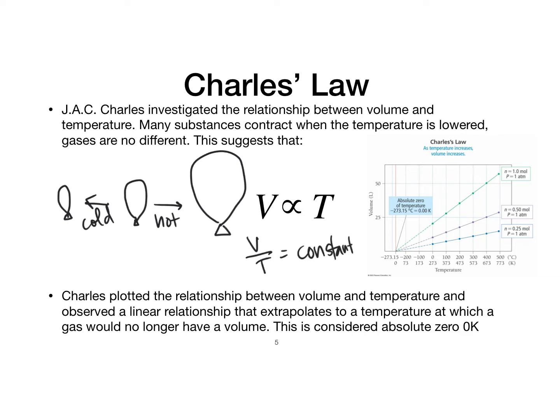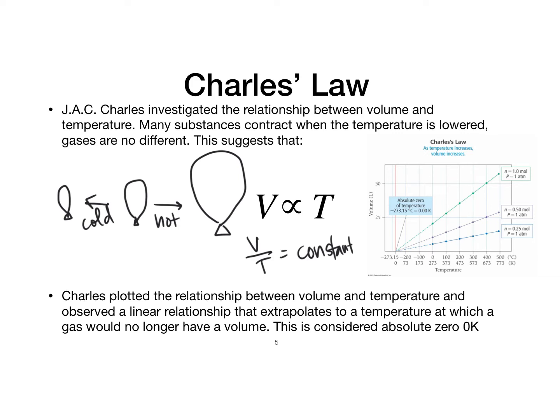As Charles continued to study the relationship between volume and temperature, he started to plot these two values on a graph. What he noticed was that as we changed the temperature for a system and measured the volume, it created a linear line that you can see in this graph. One of the things that he realized was that if you extrapolate backwards, there is a temperature at which the volume is predicted to be zero.